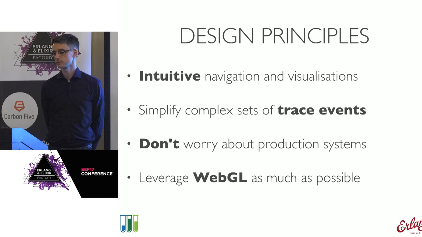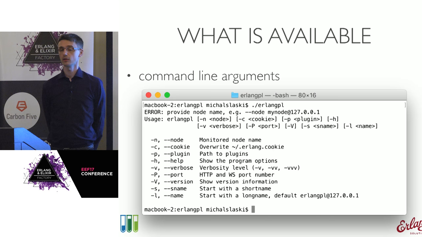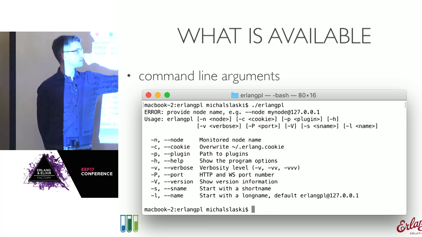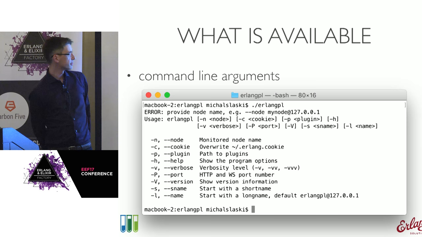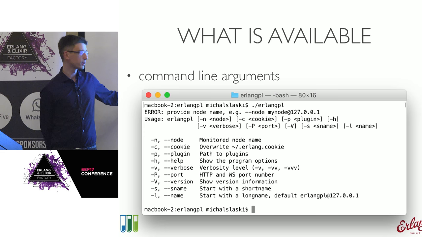So what is available? So first of all, this is a tool. This is really a developer's tool. You can download it on the website or you can check out the repo and build it. And it builds to a command line tool. So you can run it and discover what it can do for you. For example, it can tell you what are the arguments that you can pass to this command line tool. Arguments being the node you want to monitor, the cookie that you want to use to connect to that monitor node. You can add paths to plugins and a few other things that you can pass as arguments.